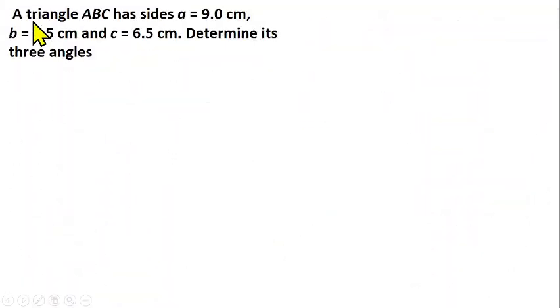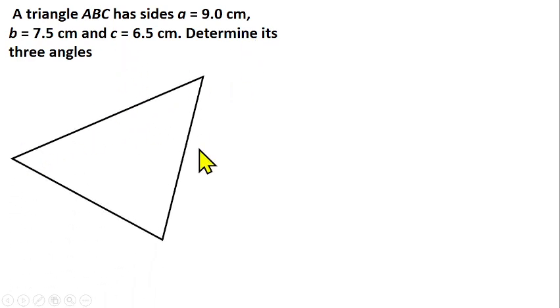You are told that a triangle ABC has side a equals 9.0 centimeters, b 7.5 centimeters, c 6.5 centimeters. You have to determine its three angles. So we are given the three sides of a triangle to find the three angles of that triangle. So the first thing you need to do is to sketch the triangle first.